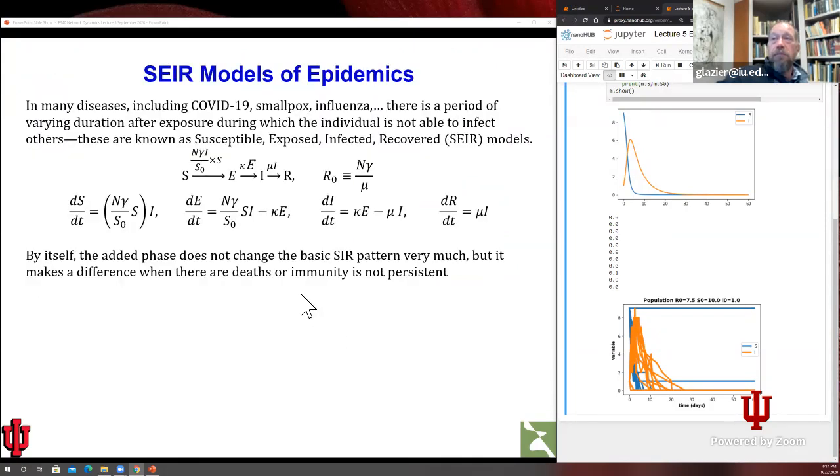Okay. I wanted to just very quickly talk about some other model structures. You've seen in some of the papers we've looked at SEIR models: susceptible, exposed, infected, resistant. This means that there's a latency during which you're not infectious and you're not sick. SEIR models give you a slight delay before things happen. And in the case of COVID, they fit the data a little bit better than what we've seen before. It doesn't change the basic SIR pattern very much.